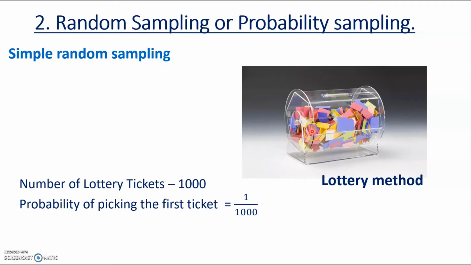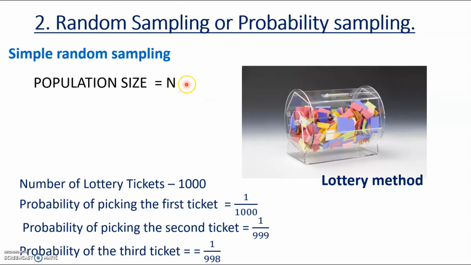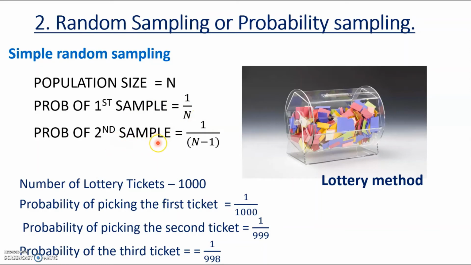You cannot put back the first ticket inside, because then the third winner will also become the second winner. So you leave that lottery ticket down, and now you're left with 999. So now your probability of picking the second ticket is 1 over 999. Then the probability of taking the third ticket, which is the winner, would be 1 over 998. So in simple random sampling, if your population size is n, then the probability of the first sample is 1 over n. And the second sample probability would be 1 over n minus 1, because you already picked the first sample out of it.